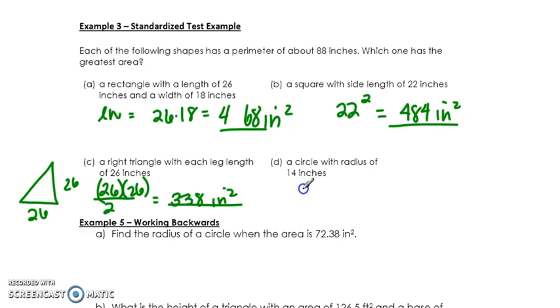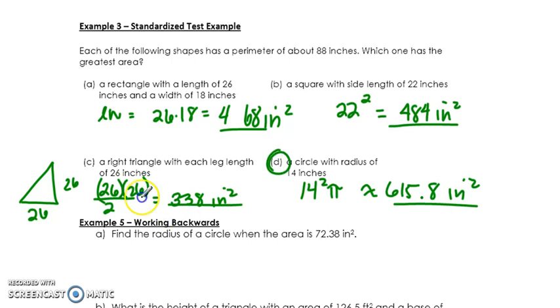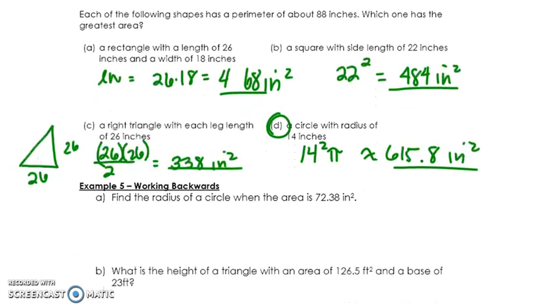And then a circle, we have our 14 squared times pi, because it's radius squared, pi r squared, and our radius being 14. So 14 squared times pi is approximately 615.8 inches squared. So now we can compare all of them, and we see that the circle has the greatest area.